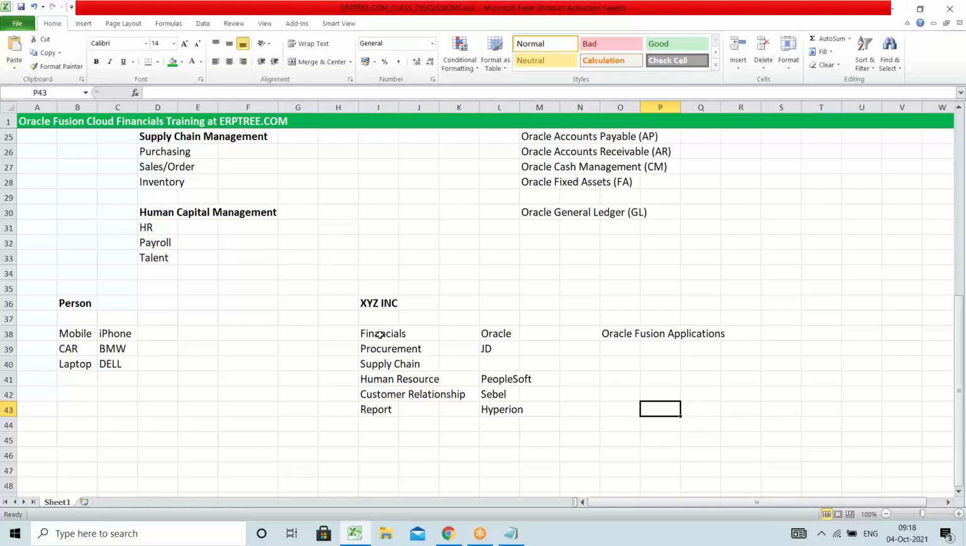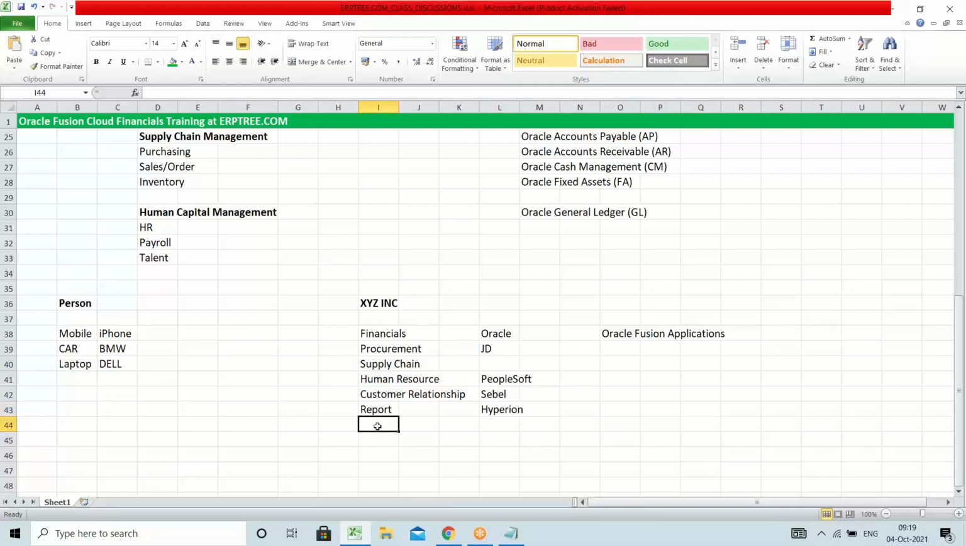Now, if any company is going to use Oracle Fusion applications for finance, what they are going to use is Oracle's own product only. Human resource, the legacy, the real product is from PeopleSoft, but you will see it as a Fusion application only. The CRM solution which Oracle is using in the Fusion applications is Siebel. The report solution in Oracle Fusion applications is from Hyperion.